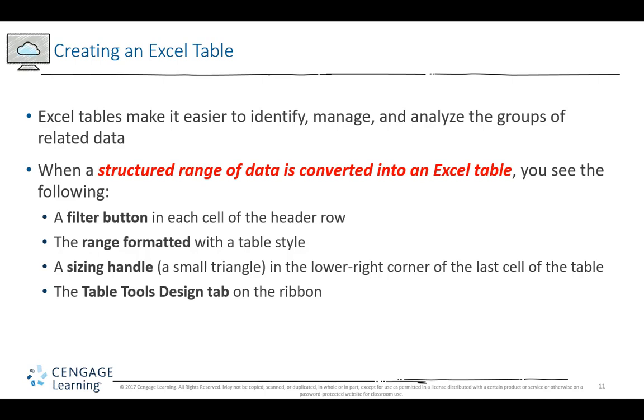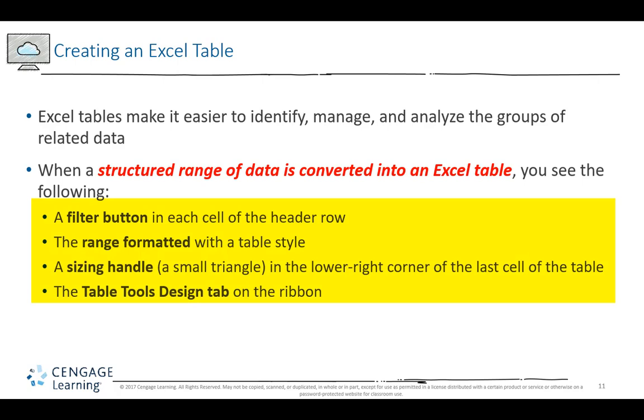So we are going to take that structured range of data and convert it into an Excel table. When we do this, in the spreadsheet, we will see a filter button in each cell of the header row. We'll see the range formatted with a table style. We'll have a sizing handle in the lower right corner of the last cell of the table. And we will also get a new Table Tools Design tab on the ribbon.